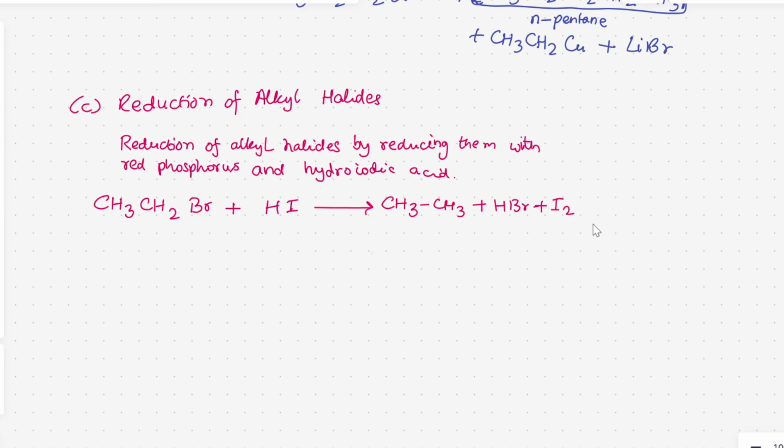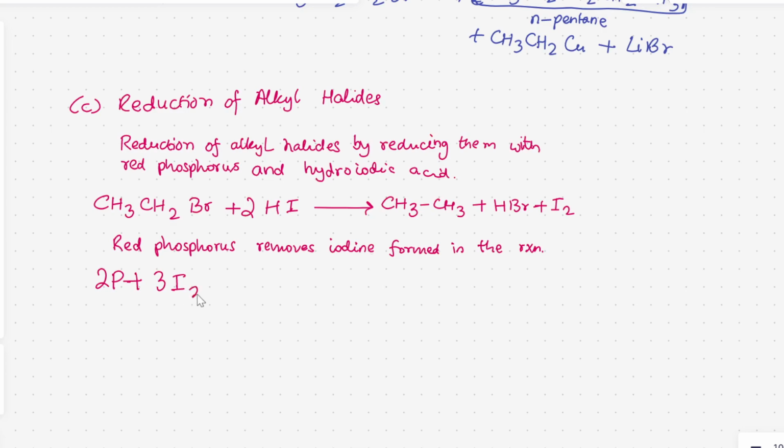Now the red phosphorus removes iodine formed in the reaction. Therefore, what the phosphorus does essentially is converts the iodine gas into this.